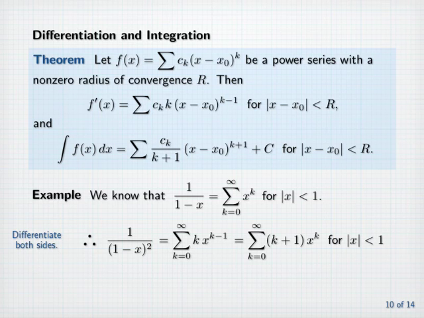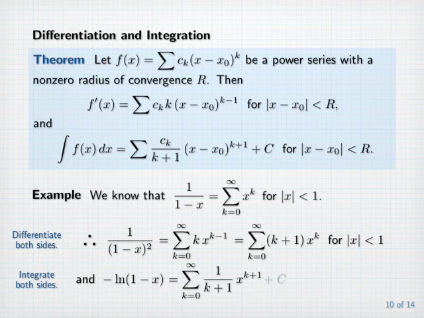On the other hand, if we integrate both sides, or rather anti-differentiate both sides, we find that minus the natural log of (1-x) is equal to the sum from k equals 0 to infinity of 1/(k+1) times x^(k+1) plus a constant C. Now we can determine the value of C by evaluating both sides at x equals 0. When x is 0, the left side is minus natural log of 1, which is 0. Every term of the series there is 0, and so C must be 0.